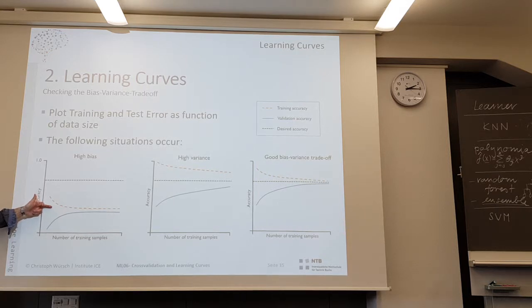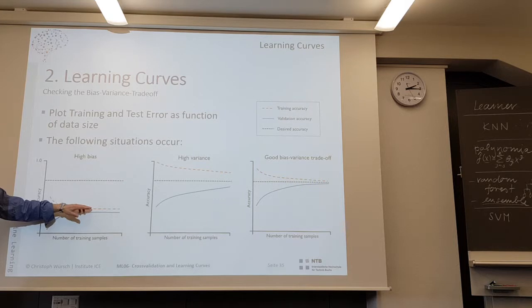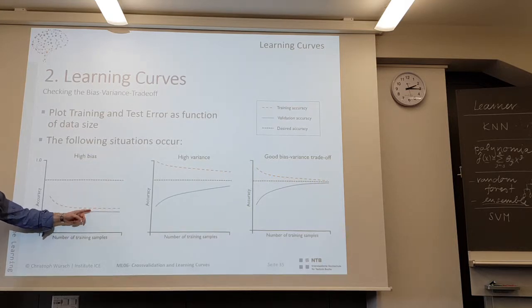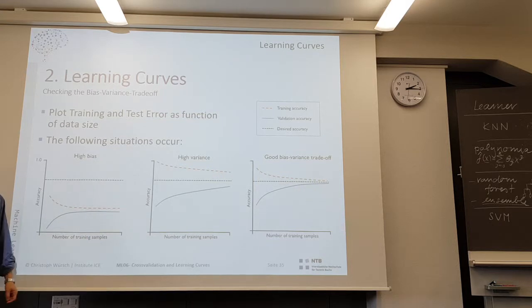It is too simple. Both actually converge to a certain error, so the gap is small, but the accuracy is bad for both data sets. This is a learner with high bias.